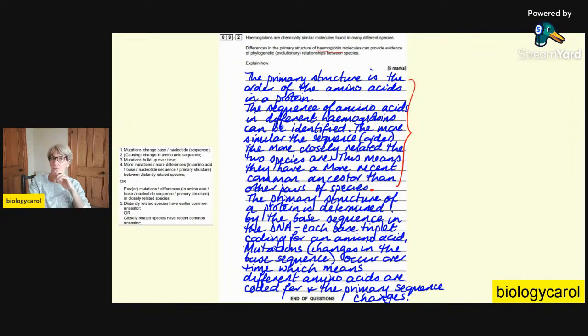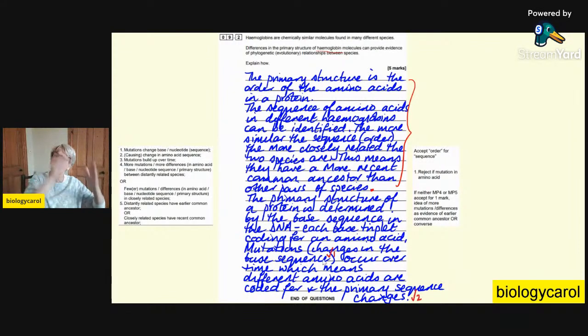Here's the mark scheme. So these are the marks that I got. I got mark point 1, mutations change the base sequence. I got mark point 2, saying that that causes a change in the amino acid sequence. I didn't get mark point 3. Even though I said occur over time, I didn't say build up over time. It is different. I didn't give myself the mark.